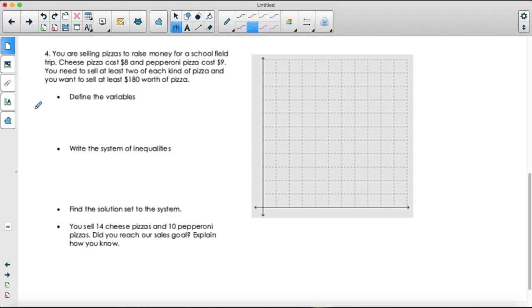So let's go with X is cheese pizza, and Y is pepperoni pizza. So when we write this out, we can put cheese pizza and pepperoni pizza.